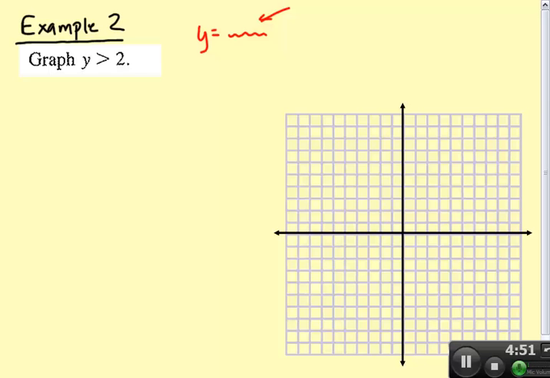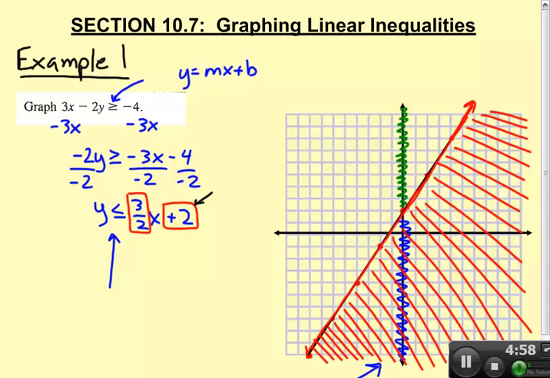Now, you know what? There's something that I forgot to talk about. I want to go back to example 1. The one thing that I forgot to talk about is this sign right here. It says it's less than or equal to. That means that it can be the line. It doesn't have to just be less than the line, it can also be equal to the line. So just like I would color in a dot if it could be equal to the point, I have to make this line solid because it can also equal the line.